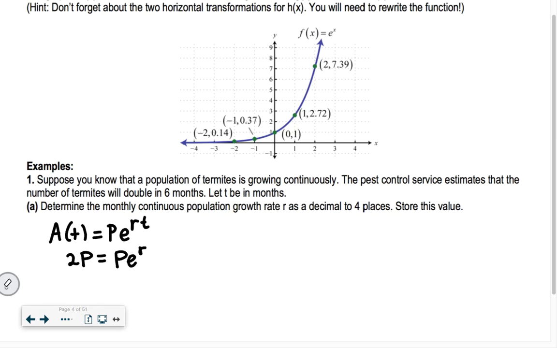So I added that to my notes. You guys see what it says? Let t be in months, so that way we can just put 6. So when you're making choices like that with these exponential functions, just make sure you're consistent throughout the problem. If t is in months, make sure t is in months throughout.